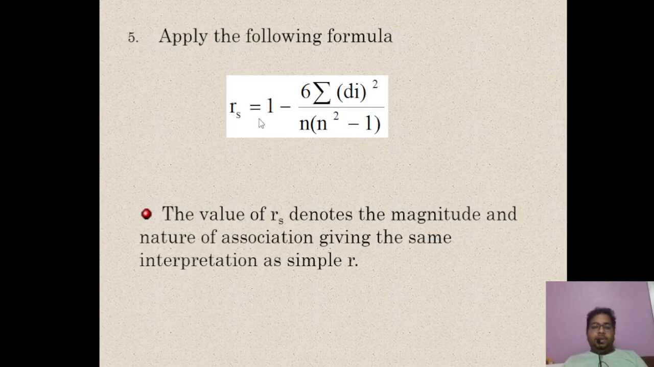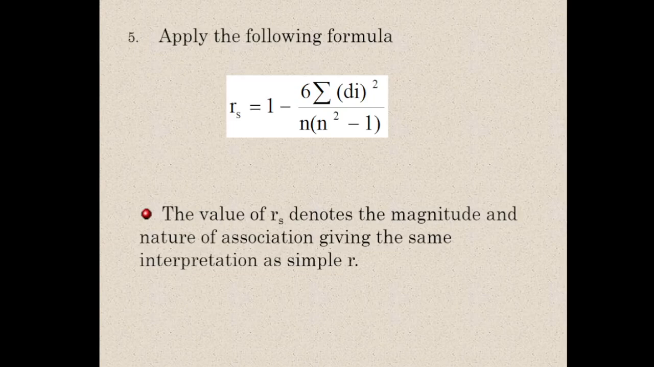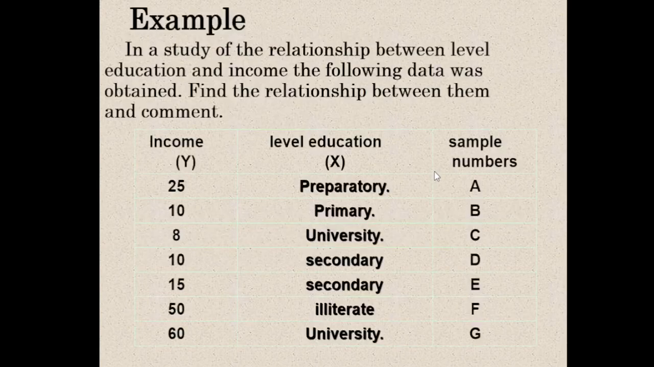So here, based on the magnitude and nature of the association, we can interpret the rs value. The value that comes, the magnitude, indicates whether it is strong or weak. The nature of association means the positive or negative sign, that is, whether it is a negative or positive, direct or indirect relationship. Okay, so you understand this one.